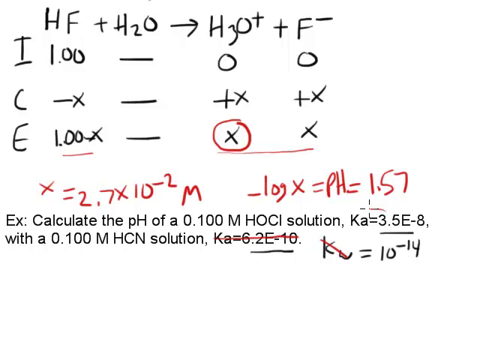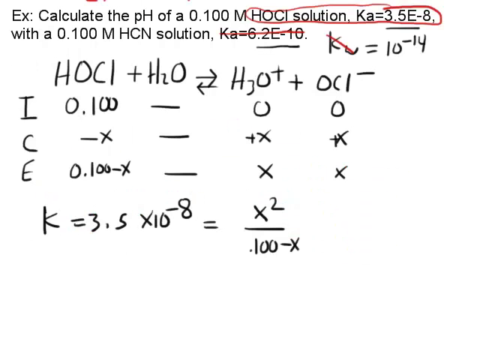Okay, so this is our main source, our hypochlorous acid. So go ahead and make your ice table and find the concentration of H plus that hypochlorous acid produces. So when you set up your ice table and solve for x, you should get that x is equal to the hydronium ion concentration, which is equal to 5.9 times 10 to the negative 5th.